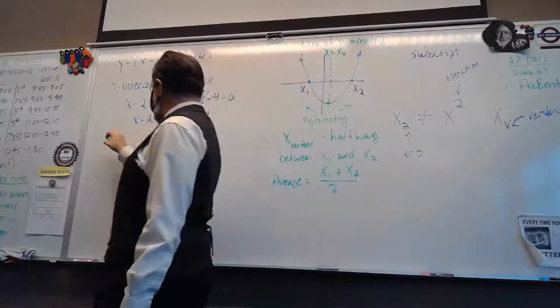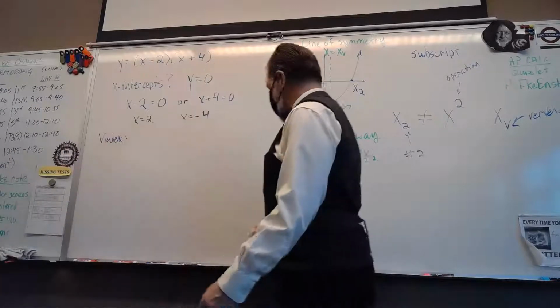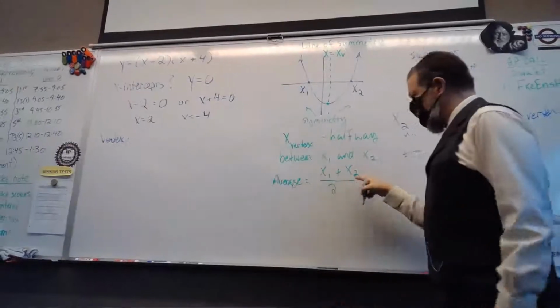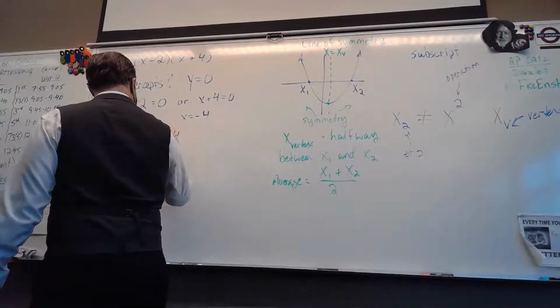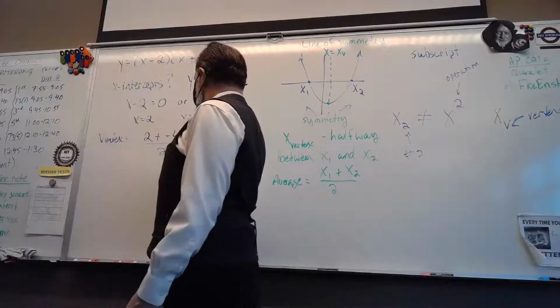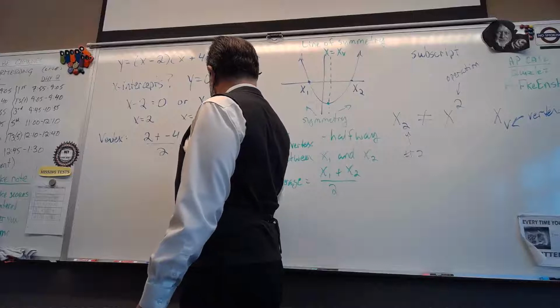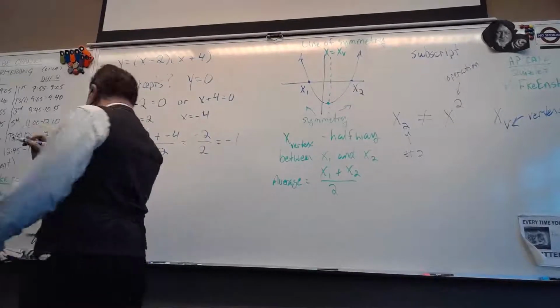And now I want to find the vertex. So here we go. Going back over here, I want to average those two values. So I add them together and divide by 2. 2 plus -4 divided by 2. 2 plus -4 is -2, divided by 2 is -1. I know that the vertex must be at -1 comma something.